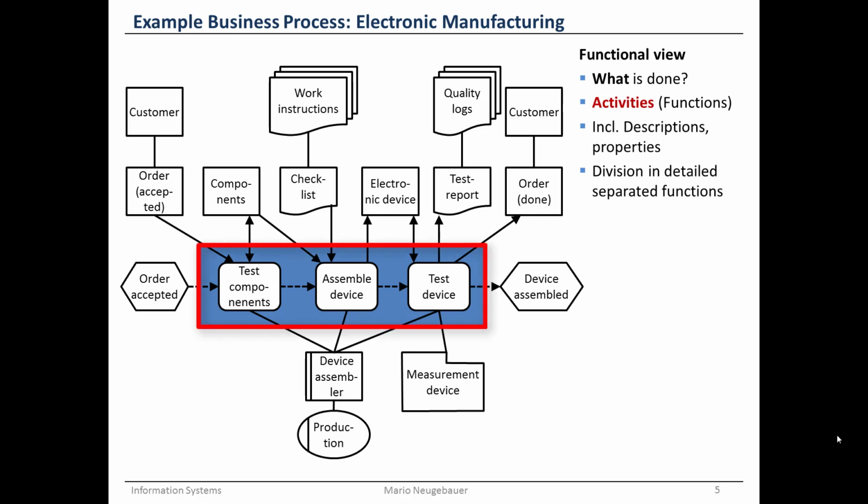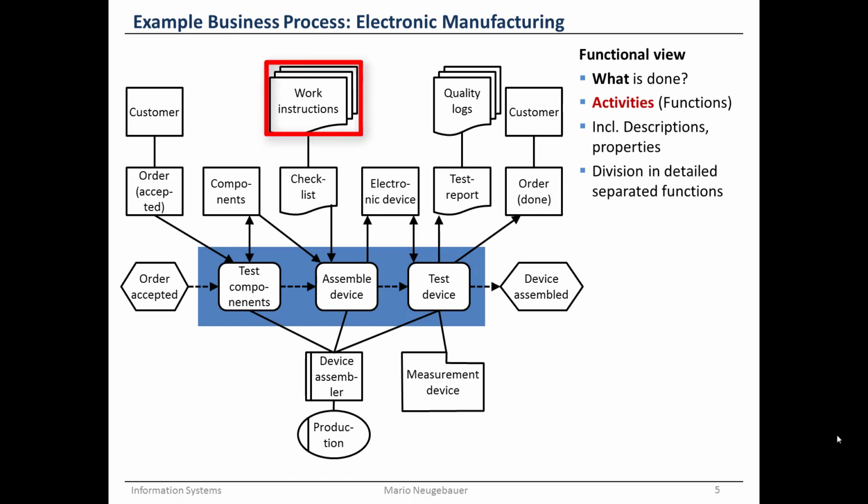Our view here still shows in the blue part which functions should be available in our software, in our ERP system. So assembling the device is the next step. And assembling means that you take some components, you have a checklist, or you have a list with working instructions, and following these working instructions, you would assemble the device. Assembling the device from the components which were tested before, and using this checklist.